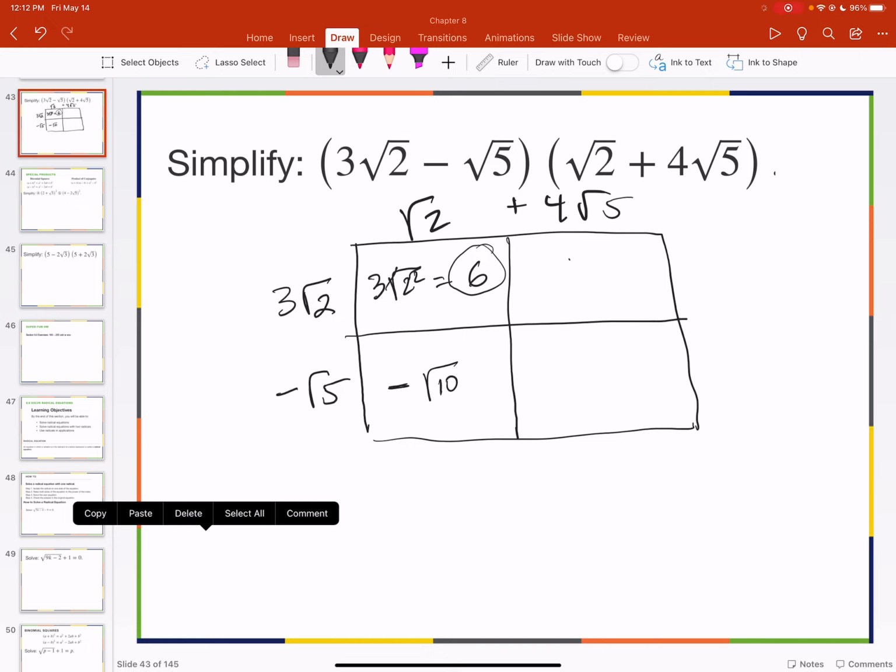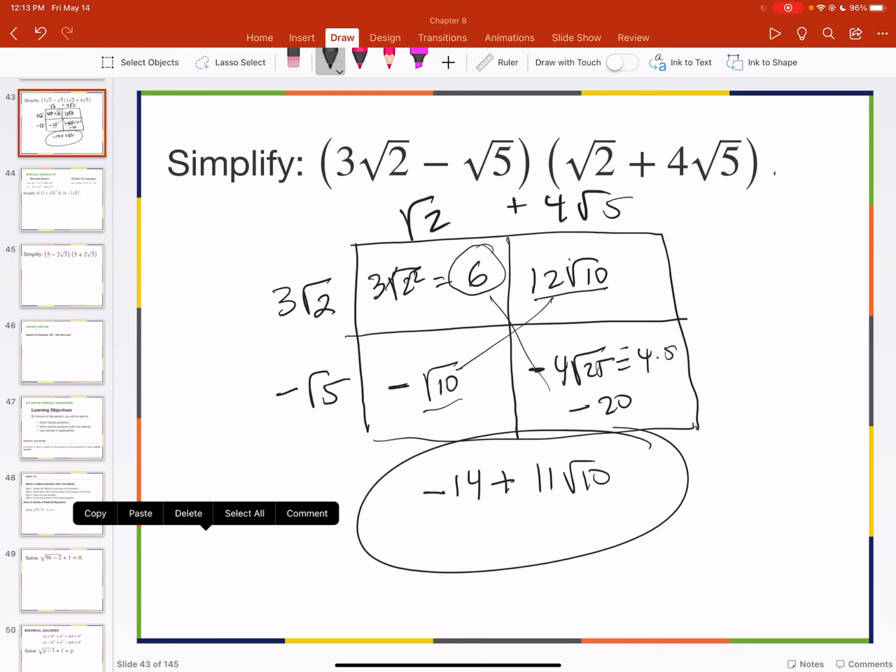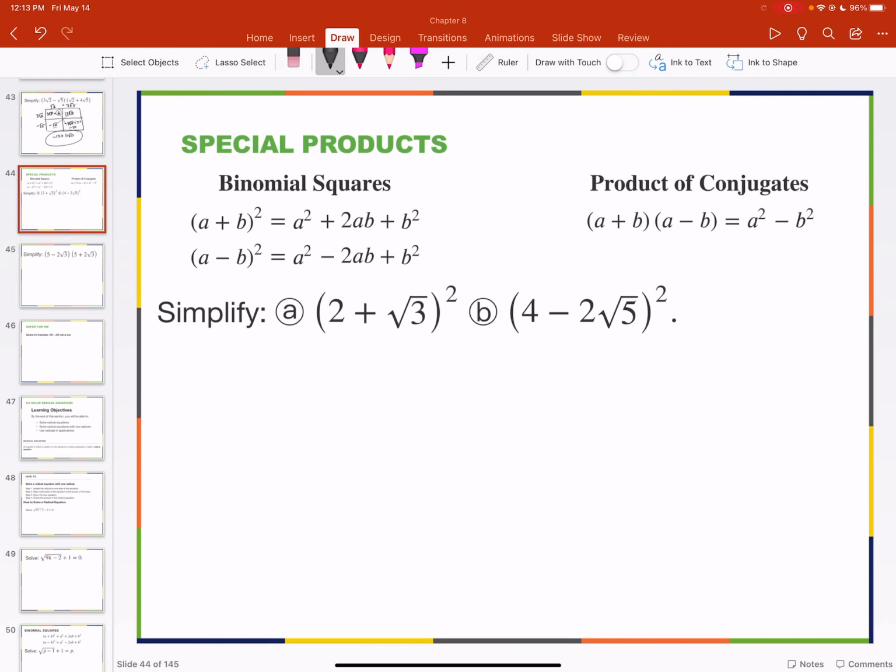Here, on the upper right box, you're going to get 12 square root of 10. And in the bottom, you're going to get negative 4 square root of 25, which is just 4 times 5. Negative 4 times 5, which is negative 20. So combining like terms, 6 minus 20 is negative 14. Negative root 10 plus 12 root 10 gives me 11 root 10, and I'm done. So not too bad. Of course, it helps to remember your special products.